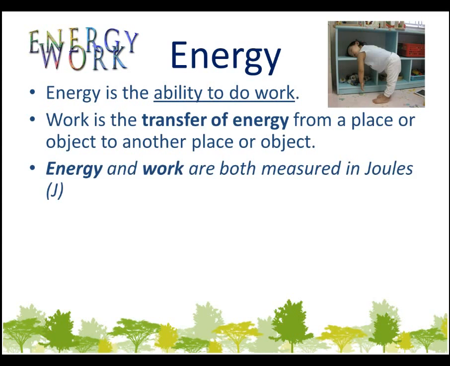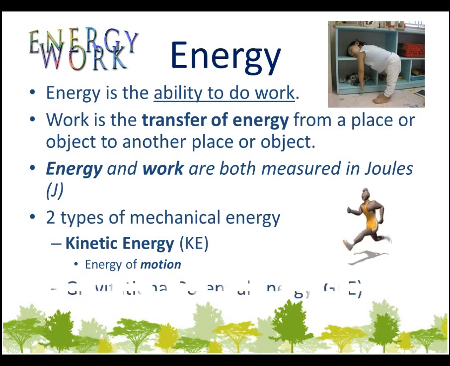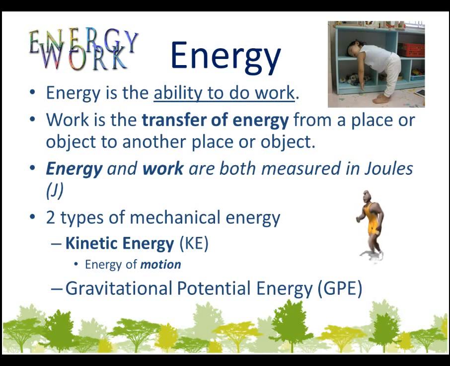Energy and work are both going to be measured in joules. Again, not joules, it's joules. So we measure both of them with a capital J for joules. We have two types of mechanical energy that we're going to be talking about here. The first one is kinetic energy, which we abbreviate KE. Kinetic energy is, of course, the energy of motion. When you're running, when you're in a car that's speeding, or anything where there is motion, that is kinetic energy. The other kind is gravitational potential energy, or GPE. So that is stored energy due to essentially its position.